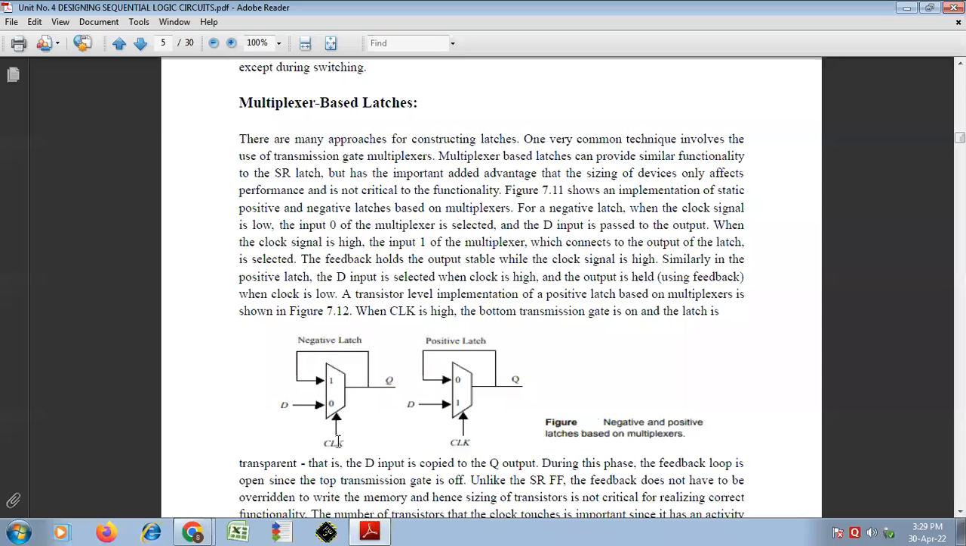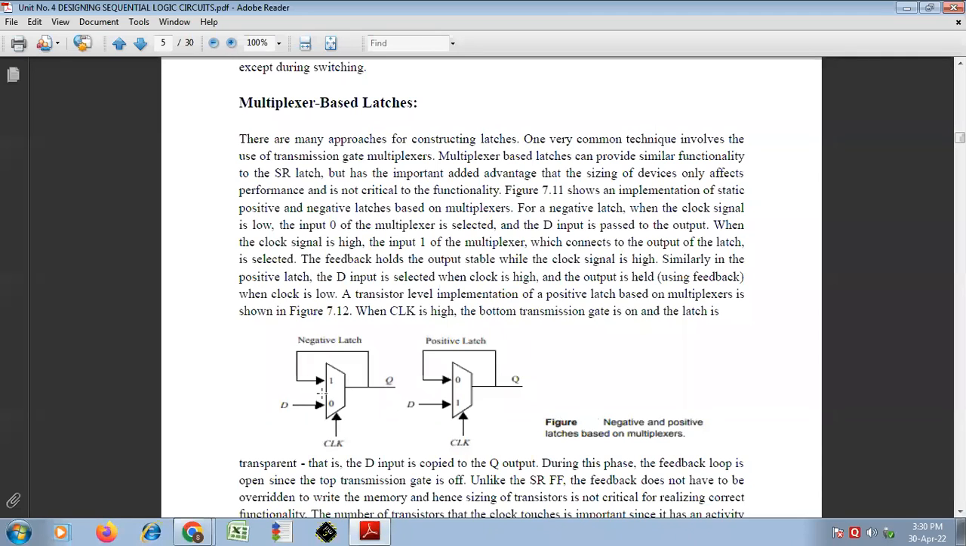That means, see, simple. When the clock is 0, this input will pass to the output, and when the clock is high, or clock is 1, then whatever the output is, it gets fed back to the multiplexer input, that is this 1, and it will be held by that multiplexer. That means for clock 1, this output remains the same, or it is latched using this feedback.